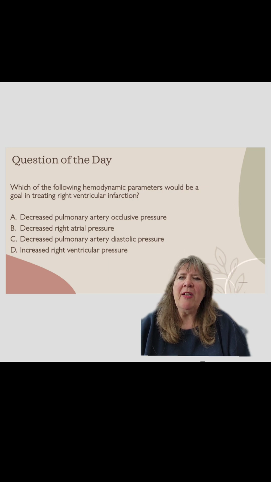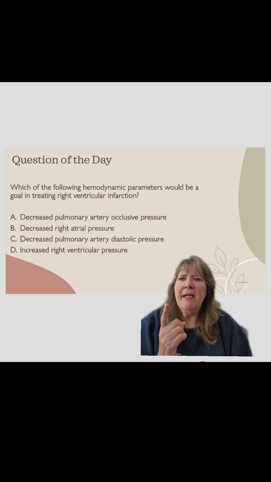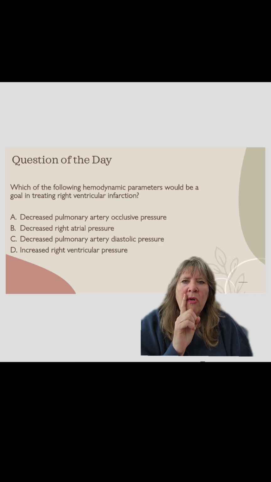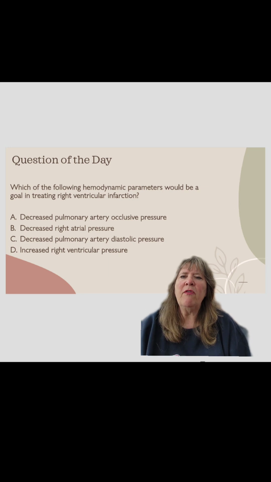So which of the following hemodynamic parameters would be a goal in treating right ventricular infarction? Is it A, decreased pulmonary artery occlusive pressure, also known as wedge, B, decreased right atrial pressure, C, decreased pulmonary artery diastolic pressure, or D, increased right ventricular pressure? Take a moment, look that over.